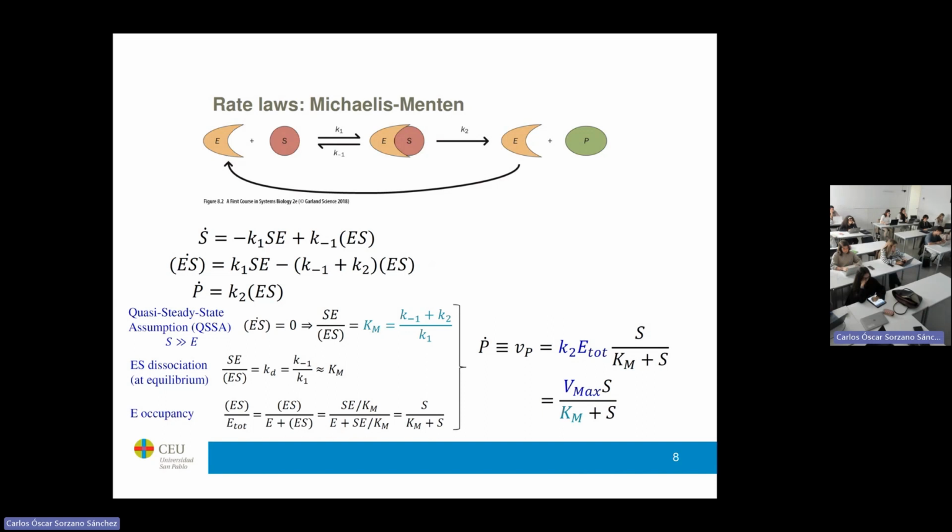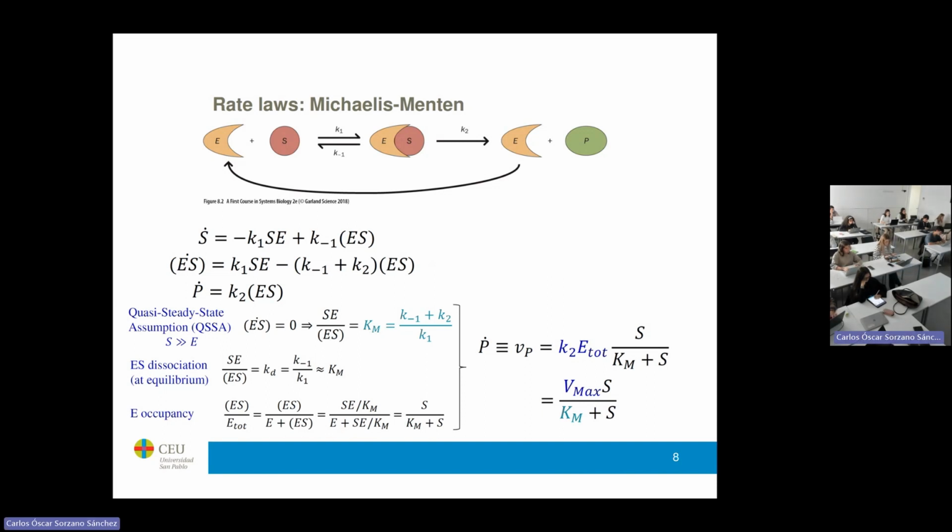So there are a number of assumptions to go from these mass action equations to Michaelis-Menten. So the first assumption is that we are at quasi-steady state. Okay, so there is much more substrate than enzyme. So we have a lot of substrate and very little enzyme. So that means that this one doesn't change too much. So if it doesn't change too much, then this is zero. So the rate at which this one changes is zero. And then these two terms have to be equal.